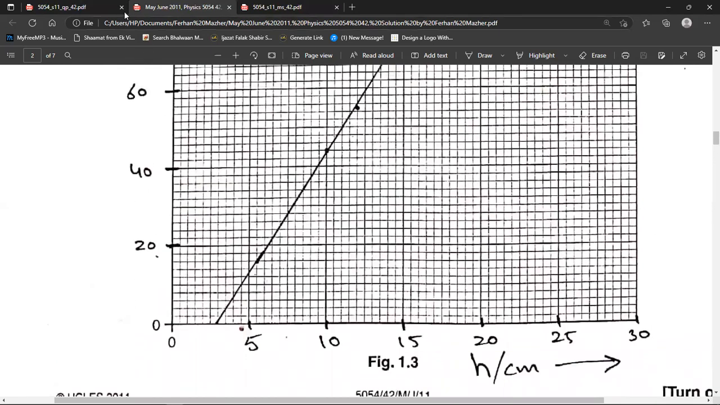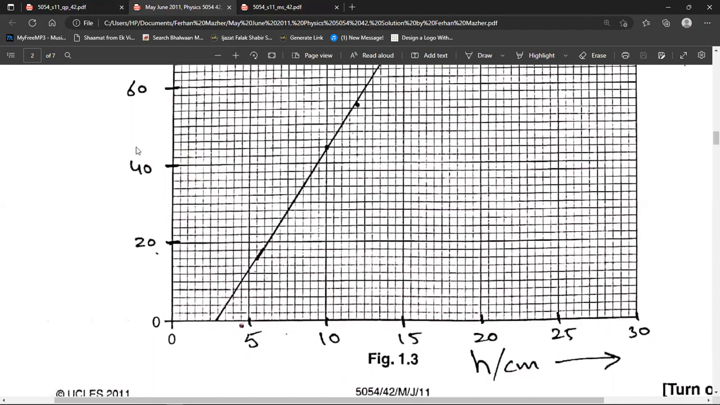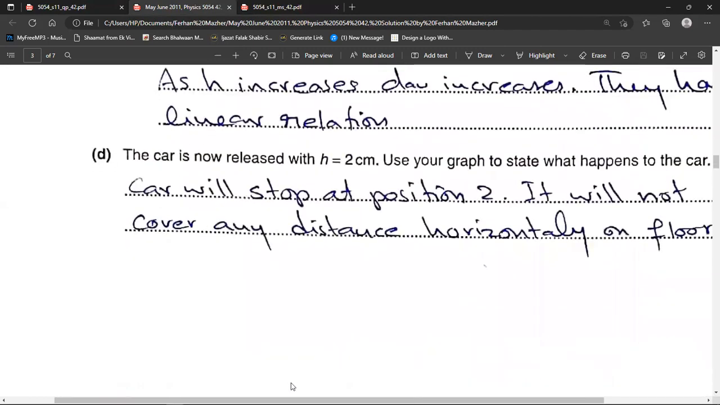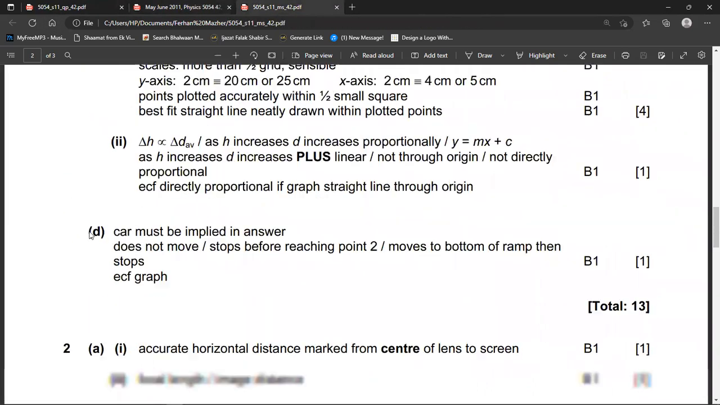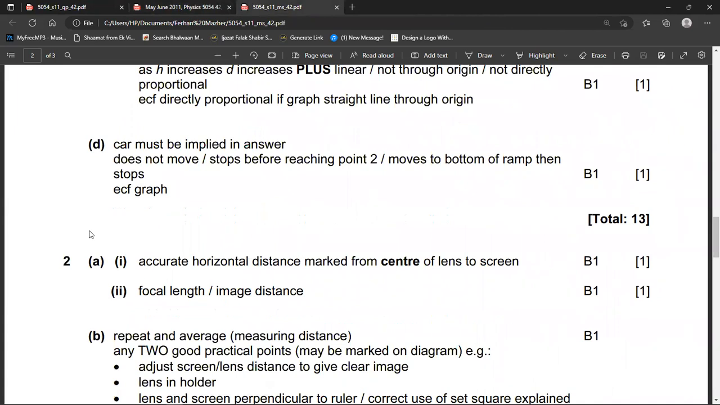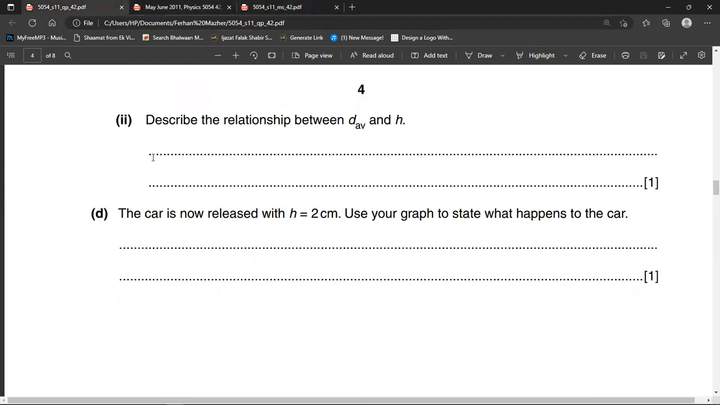It means if the vertical height is 2 centimeters, when the car comes down, it will cover no distance on the floor. Simple. The car will stop at the position 2. It will not cover any distance horizontally on the floor. This is my answer. Does not move, stops before reaching point 2, moves to the bottom of the ramp, then stops. Okay.